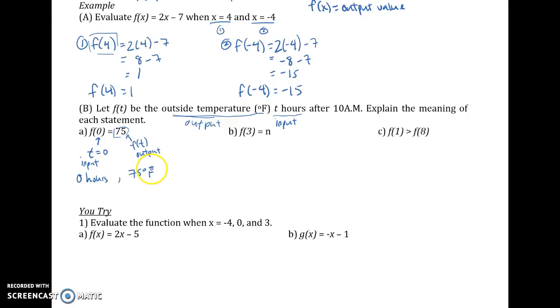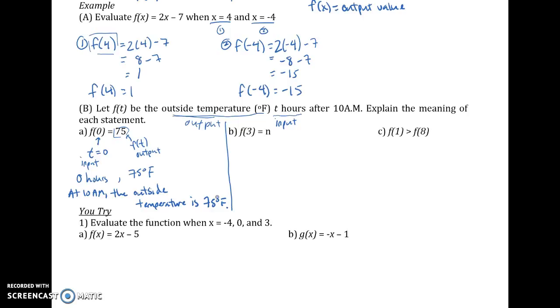Now interpret that. That's 0 hours after what? After midnight, after 12, after I ate lunch, right? What does that mean? So that means at exactly 10 a.m., because we're 0 hours after 10 a.m., the outside temperature is 75. So that's what we want to write down. Okay? And that's what I want you to do when you're interpreting. I want you to give me a little sentence telling me exactly what is going on.